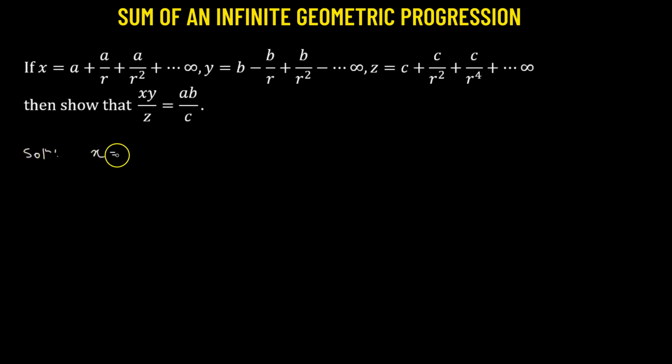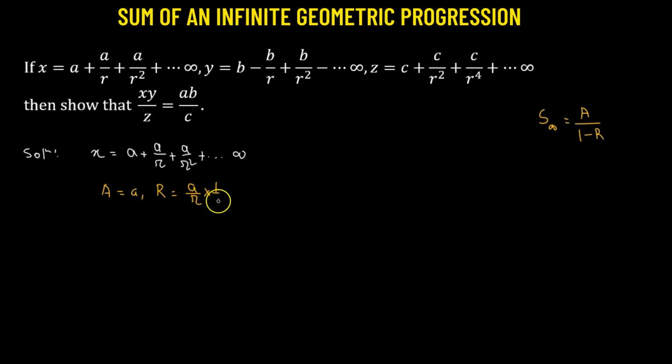So here we have x equals a plus a over r plus a over r squared, and it sums up to infinity. We know that the sum to infinity of a geometric progression is given by a over 1 minus r, where a represents the first term and r is the common ratio. Then again, the first term is a, and the common ratio is the second term, a over r, divided by the first term, which means multiplying by the reciprocal of the first term, and this gives us 1 over r.